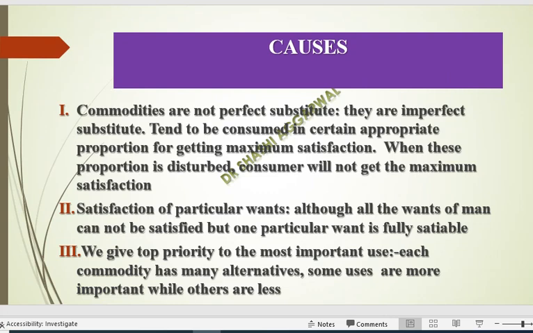And we give top priority to the most important use. Each commodity has many alternative uses. Some uses are more important and others are less. Then there is a scarcity, so we will use it in the more important things.